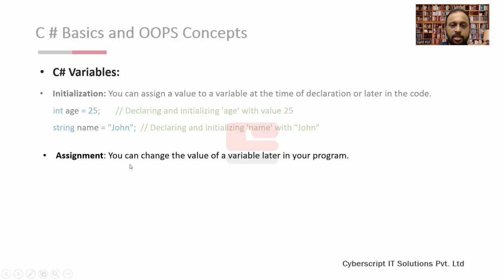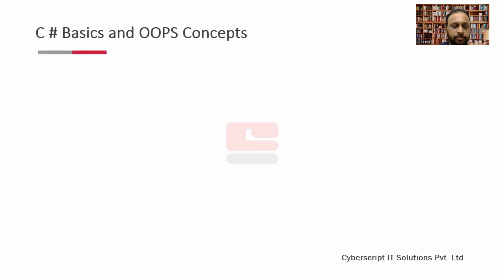Assignment. You can change the value of a variable later in your program. Suppose initially we have declared the age variable of type integer and we are assigning 25 to it. Now we want to update that value. In our code, we simply write age is equal to 30. So now the age variable contains 30 instead of 25.